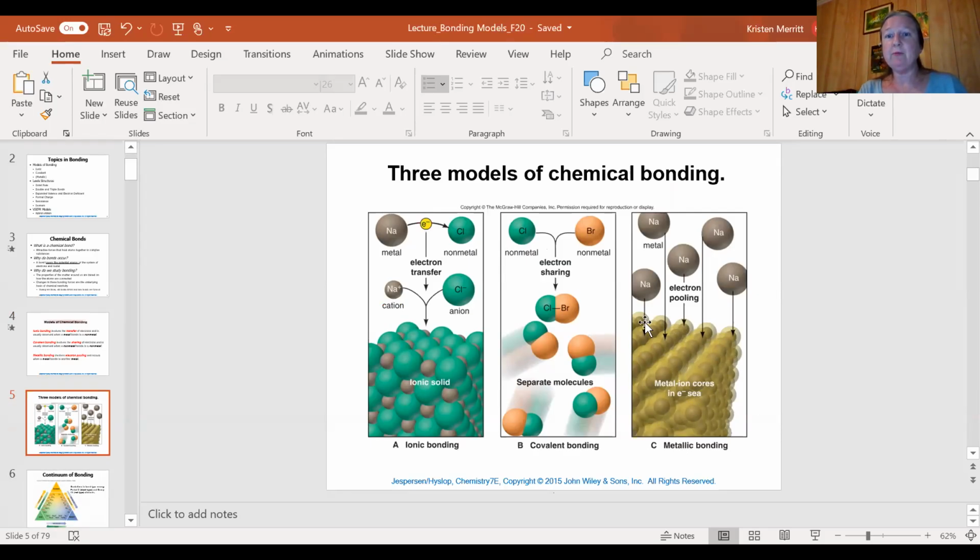But the electrons kind of exist as a pool or a lake, and they can flow. And that's often why we get the conductivity, the flow of electrons. An electron comes in here and one leaves at the other end.